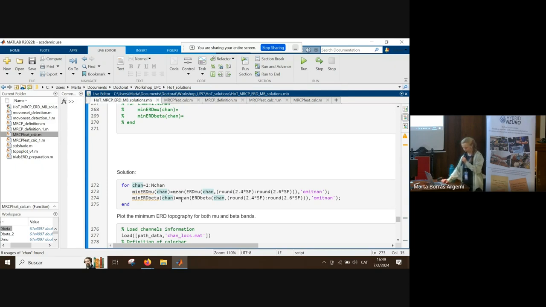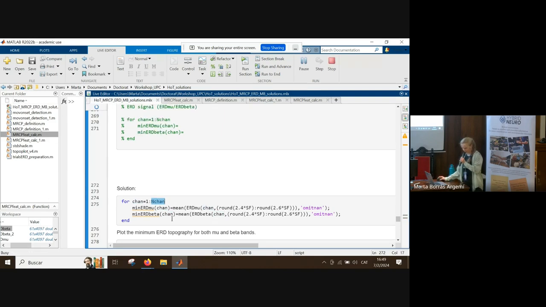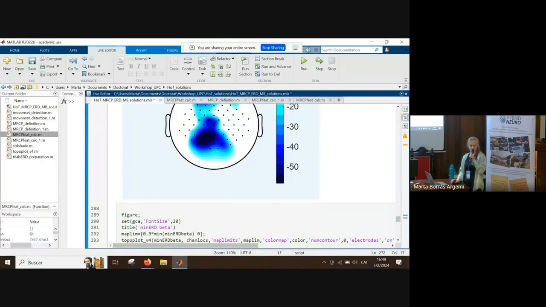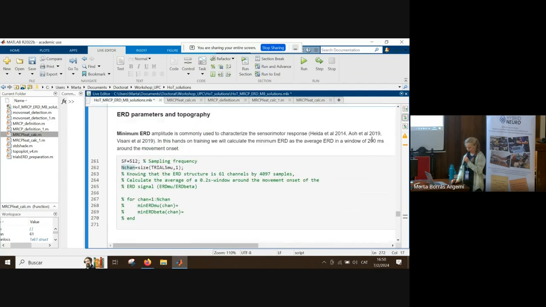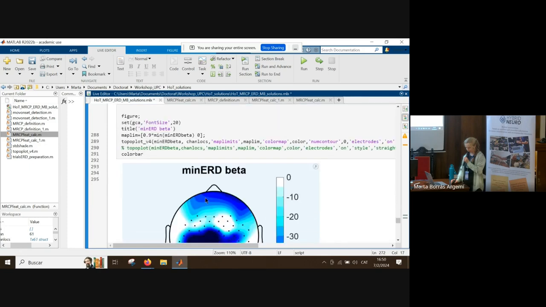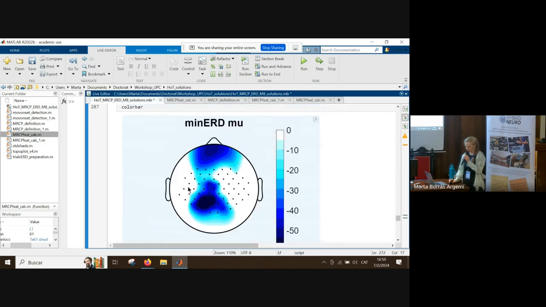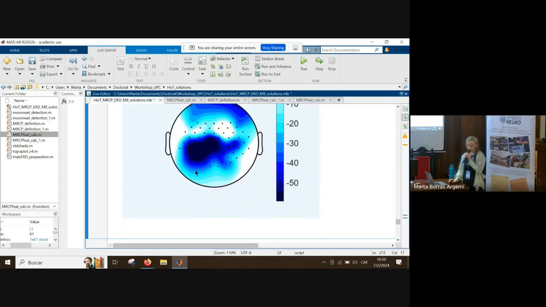So once we have it for both mu and beta band, if we run this section, we finally obtain the topography of the event-related desynchronization for the mu band and for the beta band. As you can see here, this desynchronization is located on the contralateral hemisphere of the scalp. The patients were moving the right arm, so now we can see that this desynchronization is mainly located in the left side of the brain. And these are the regions of interest that we were plotting before.